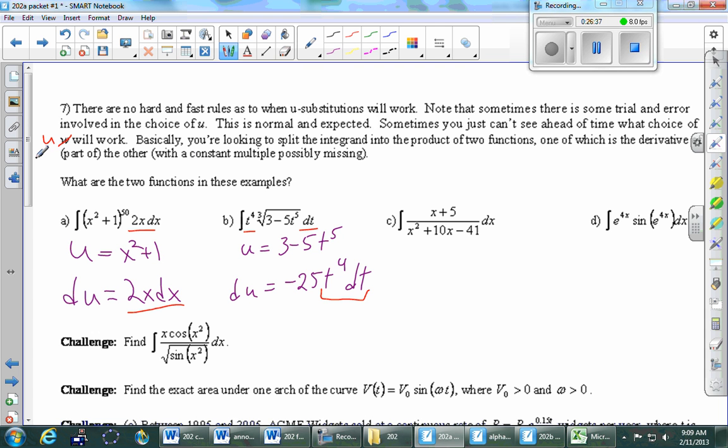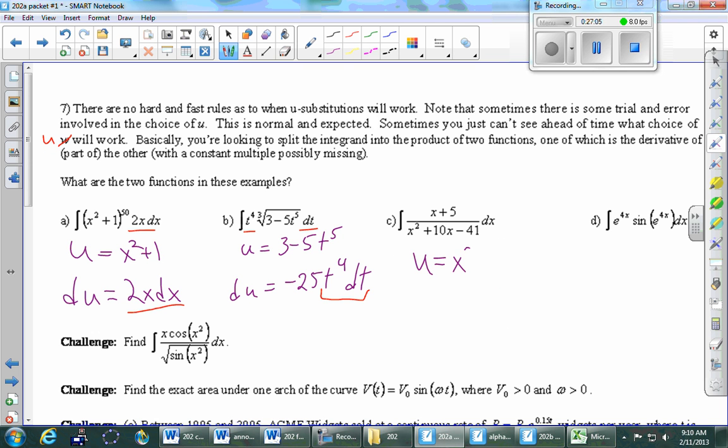Well, it seems like there are only two choices for u. You could either let u equal the top or the bottom. So let's see what happens if we let u equal the top. Don't write this down. What's the derivative? Just 1 dx. Does that look at all like the bottom, the other thing? No.